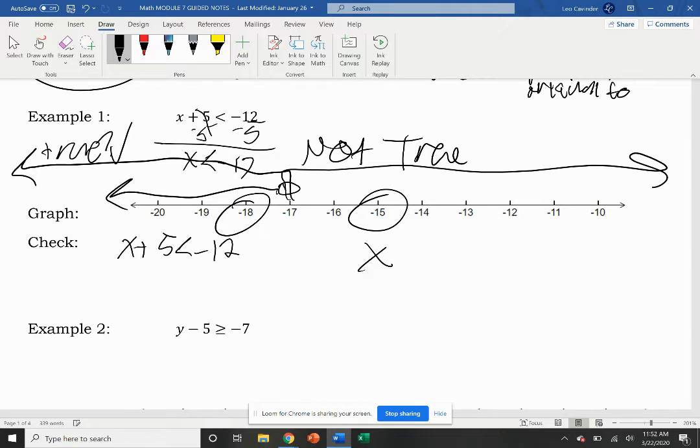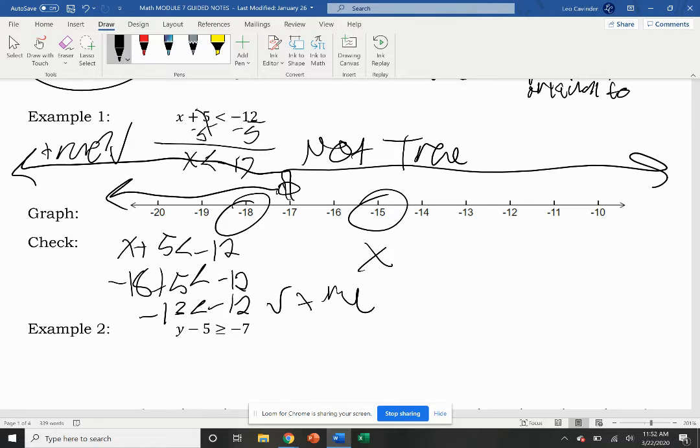So now we're going to plug it in. Negative 18 plus 5 is less than negative 12. We do some math, we get negative 13. So it's a negative 12. Remember, when it's negative, this one would be bigger. So this is true. So that's how we can check our work to make sure it's accurate. If we did negative 15, for example, we would know it's not true.